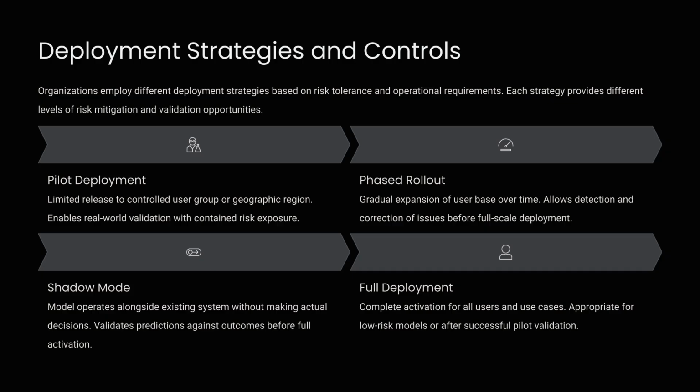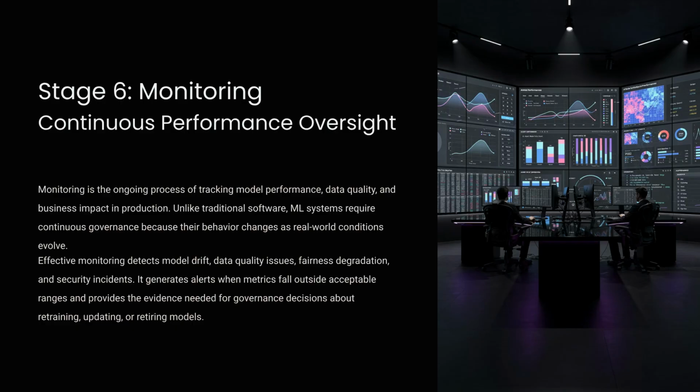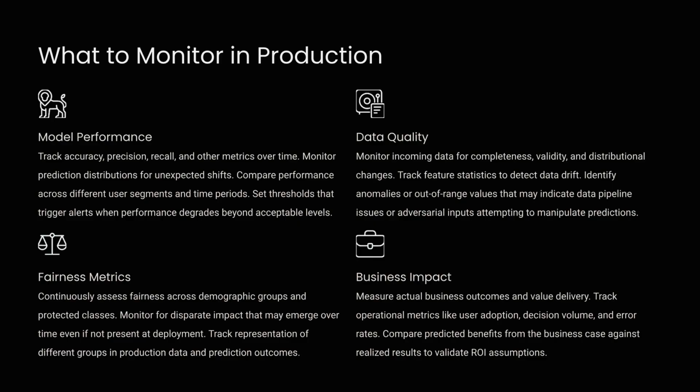Deployment strategies such as pilot, phased rollout, or shadow mode are used to mitigate risk. Shadow mode, for example, validates predictions against outcomes before full activation. Stage 6, monitoring, is continuous performance oversight. It detects model drift, data quality issues, and fairness degradation in production, triggering alerts and informing governance decisions. Key areas to monitor include model performance, data quality, fairness metrics across groups, and the actual business impact achieved. Setting alert thresholds is crucial for timely intervention.